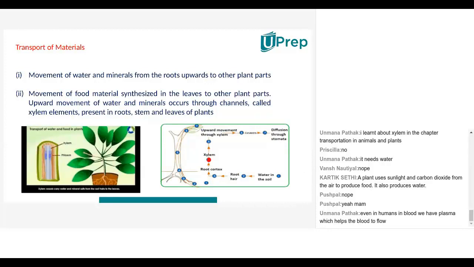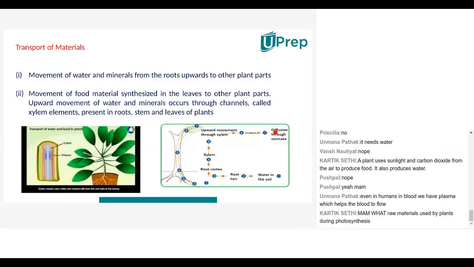Xylem has the capacity to flow upwards. Just imagine, they are defying gravity, because gravity always pulls things downwards. But xylem is defying gravity. They are pushing the water upwards till they reach the leaves, the stomata, the guard cells and the vacuoles. So diffusion through stomata happens.